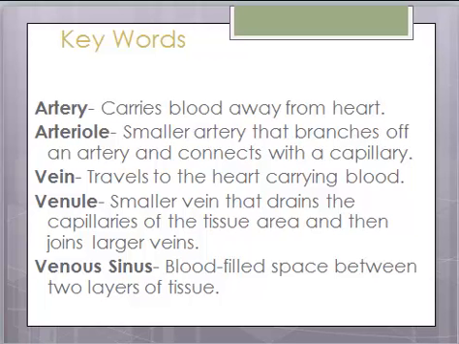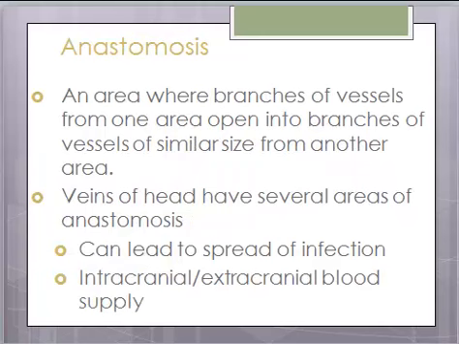Now, a venous sinus is a blood-filled space between two layers of tissue. All right, so those are some of our key words to know, and we're going to go on to another key word, anastomosis. Ooh, what is that? It's an area where branches of vessels from one area open into branches of vessels of a similar size from another area.